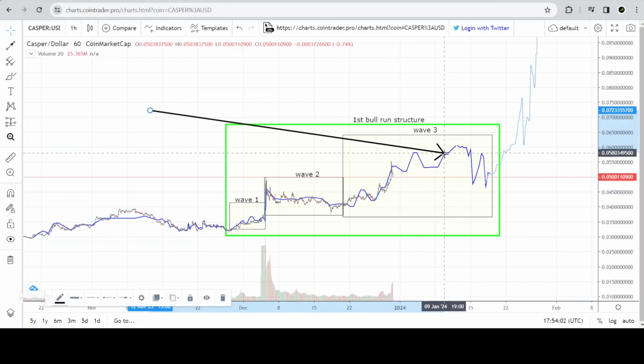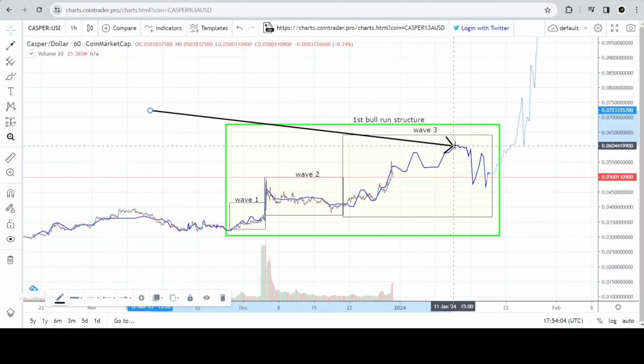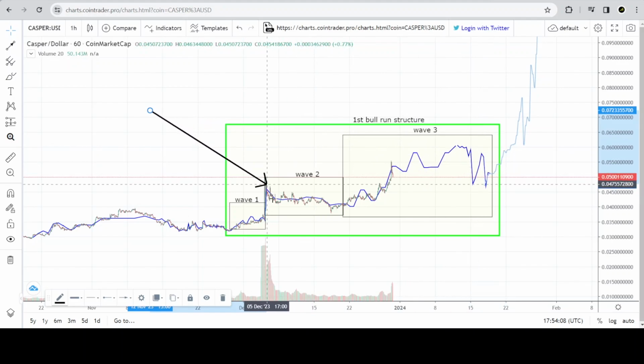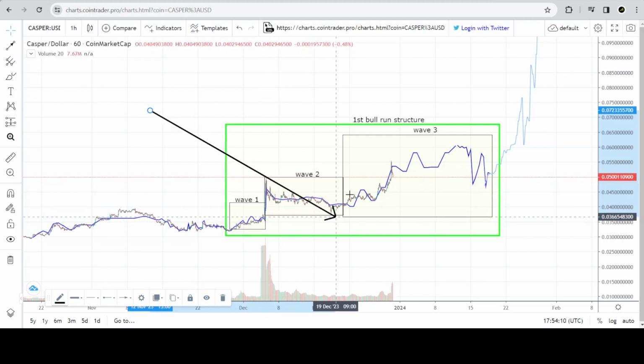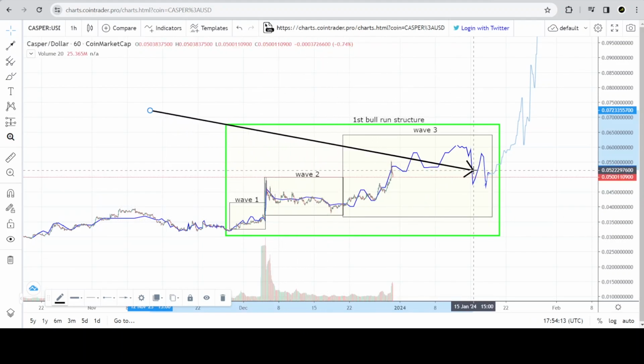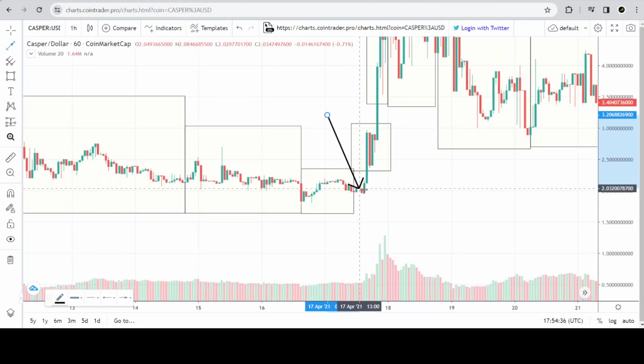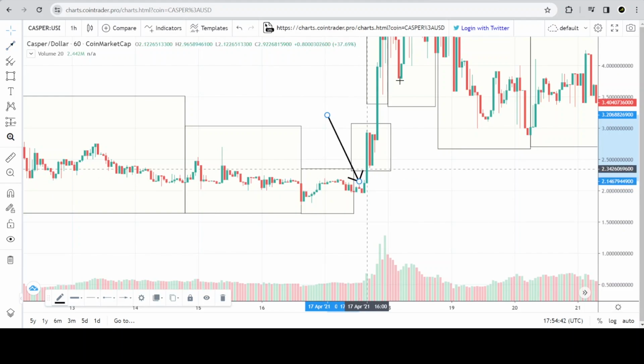But once it reaches a peak, what will happen is Casper is going to pull back. It's going to pull back most likely into this range right here of wave 2. Some pullbacks are quite steep. It's hard to see, but this section right here is essentially what we were doing right now, and as you can see, it has a steeper pullback.